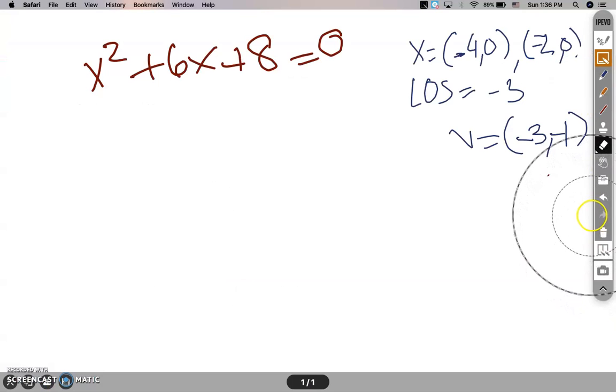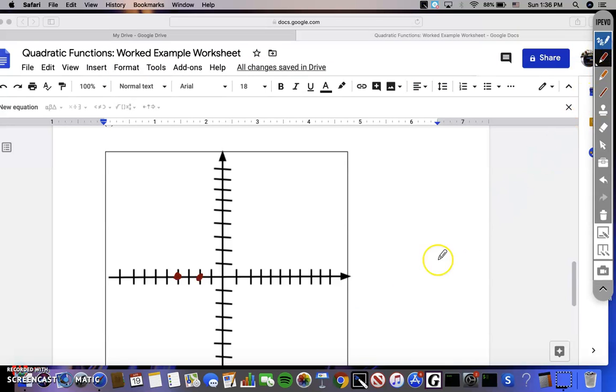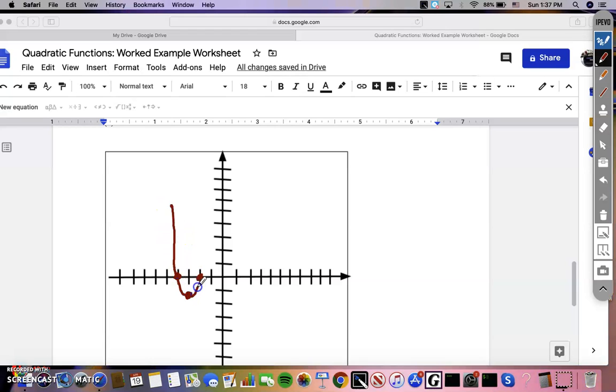So negative 4 and negative 2 were the x-intercepts. Now the vertex is going to be negative 3, negative 1. Negative 3, so 1, 2, 3, negative 1. So now let me draw this parabola right there. It's going to look something like that, okay? And there we got it. That's how you would graph a parabola from a worked example.